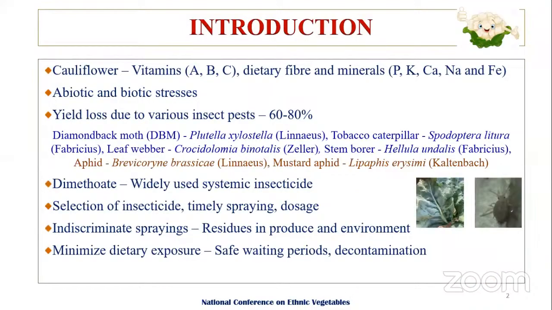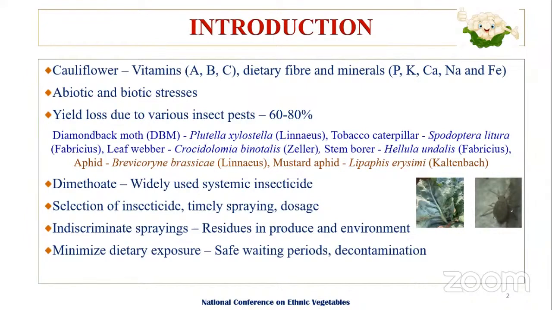Cauliflower is one of the winter vegetable crops which is rich in vitamins, dietary fiber, and minerals, but it is affected by various abiotic and biotic stresses. It is reported that about 60 to 80% of yield losses occur due to various insect pests in cauliflower. So here are some of the major insect pests. And apart from lepidopteran pests, we have the sucking pests, which act as vectors for viral disease. And apart from that, they suck the sap and result in qualitative and quantitative losses.